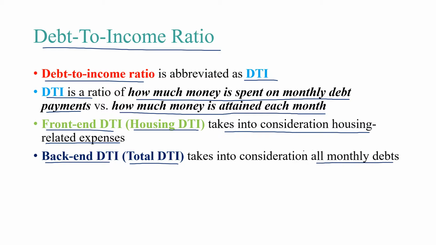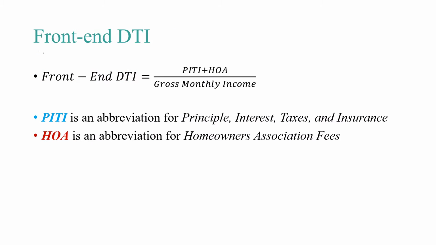So the main difference here between the front-end DTI and the back-end DTI is that the front-end DTI takes into consideration housing-related expenses, whereas the back-end DTI takes into consideration all monthly debts. So let's talk about the front-end DTI. The front-end DTI can be calculated using the following equation. It's the PITI plus the HOA fees divided by the gross monthly income.